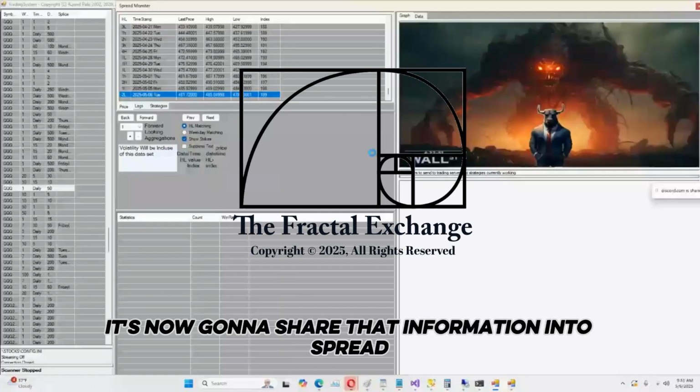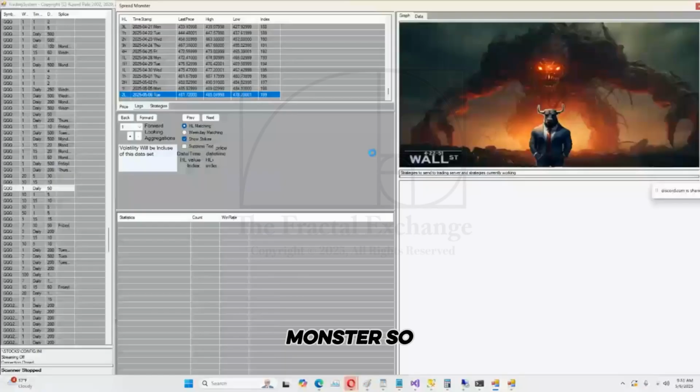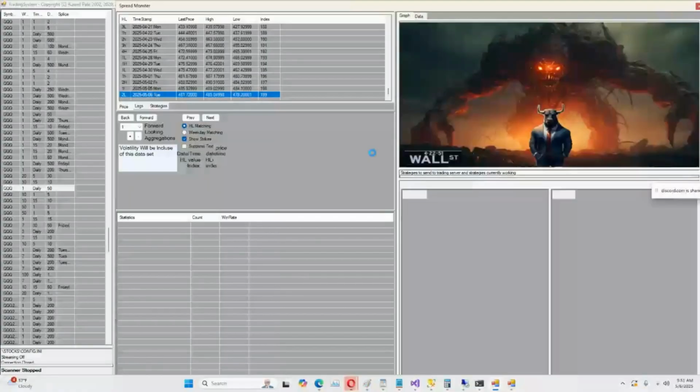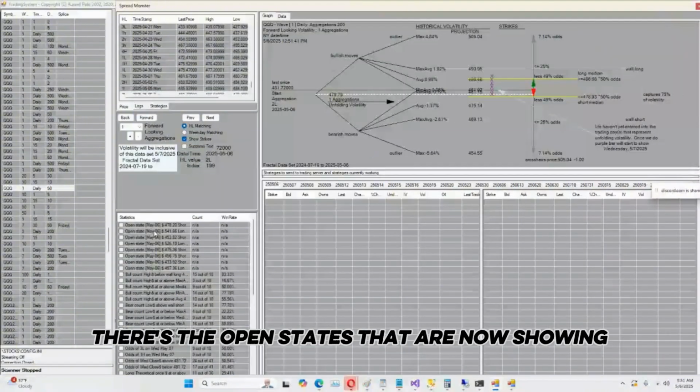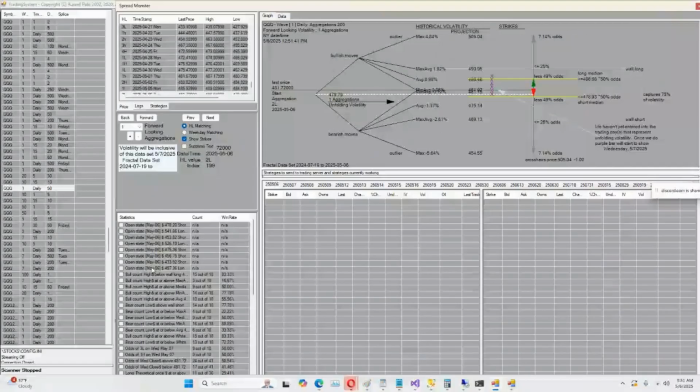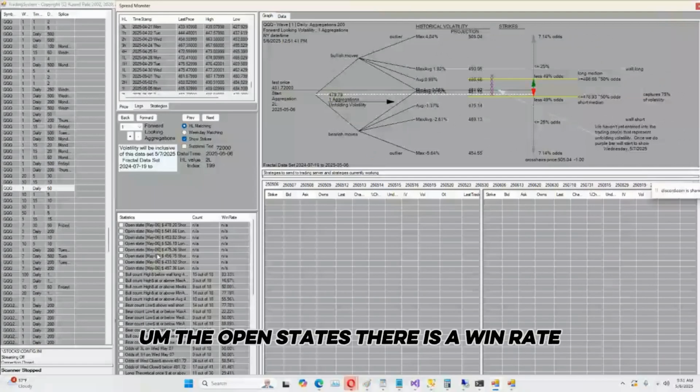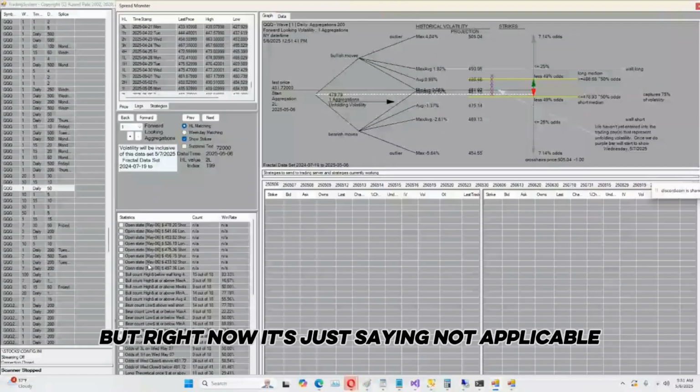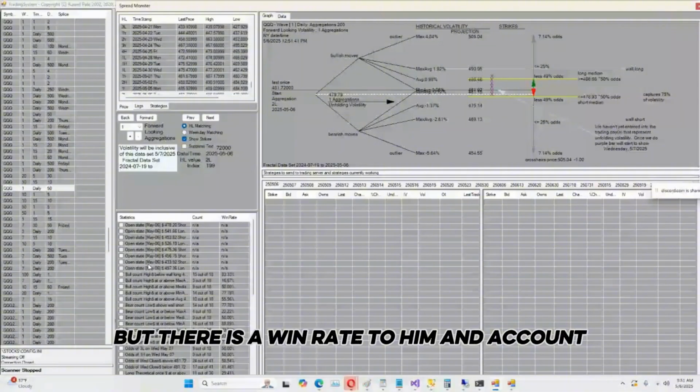It's now going to share that information into Spread Monster. So, see all that data. Here on the left, there's the open states that are now showing. And now we have our checkboxes. The open states, there is a win rate and account to them, but right now it's just saying not applicable. But there is a win rate to them. An account, it's just not showing at the moment.